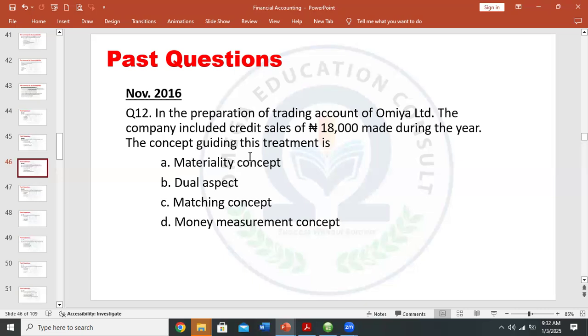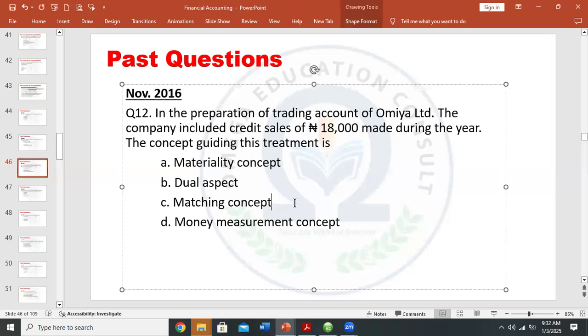Okay, so it says included credit sales made during the year. So even though they have not received the money, they are adding it to that particular year because it belongs to the sales for that year. The best answer is accrual, but in the absence of accrual, matching concept works the magic for us. So the correct answer is the matching concept. So the matching concept, that's why it goes together with the accrual concept.